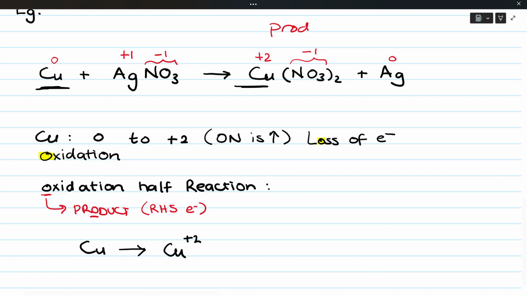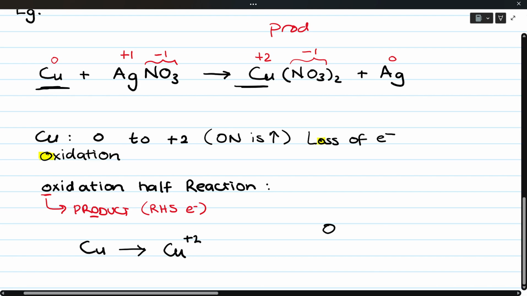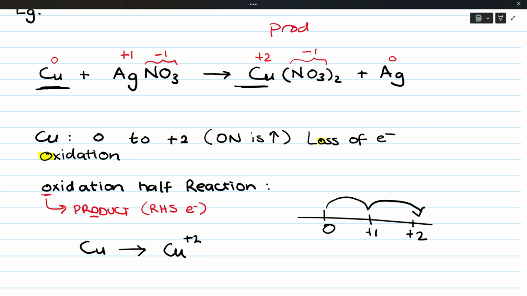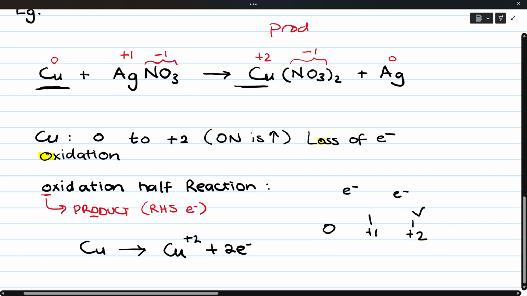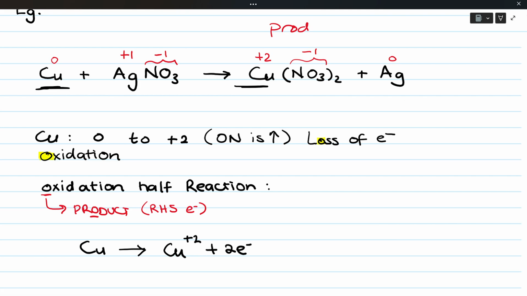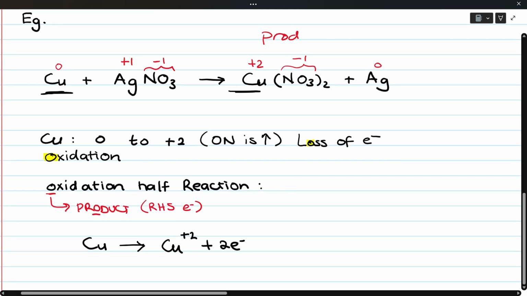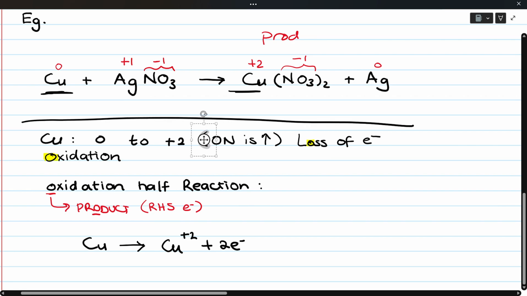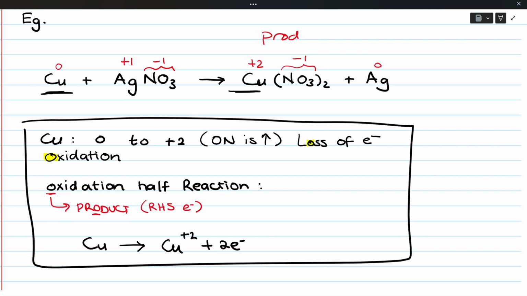Now remember, how do we know how many electrons it lost? We went from a number of 0 to not +1 but +2. So we took 2 jumps ahead. So it must be 2 electrons, right? So copper lost 2 electrons. That's how we show it. And this is a completed half reaction for the oxidation. We still have to do reduction, but let's figure out which substance is undergoing reduction. So this is just one part of the answer, right?